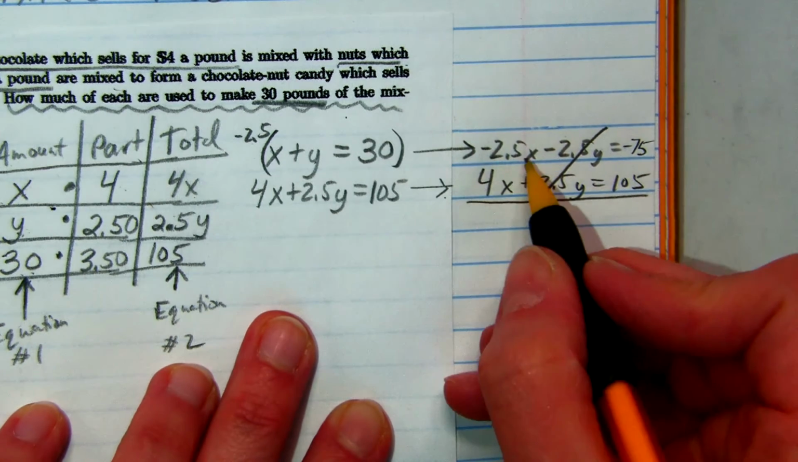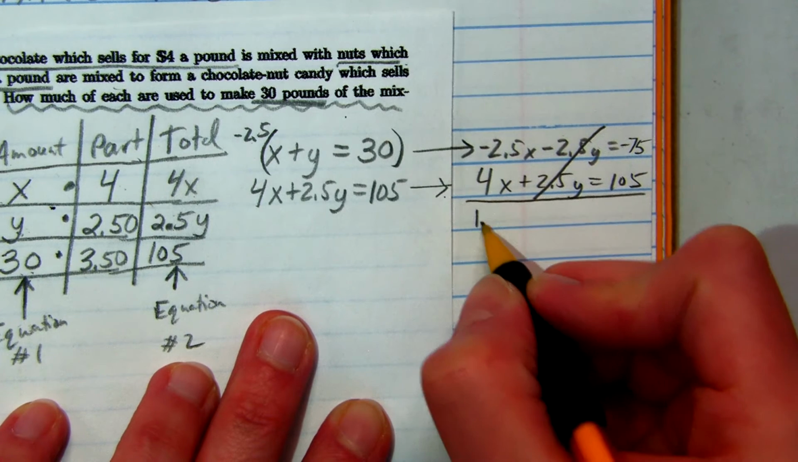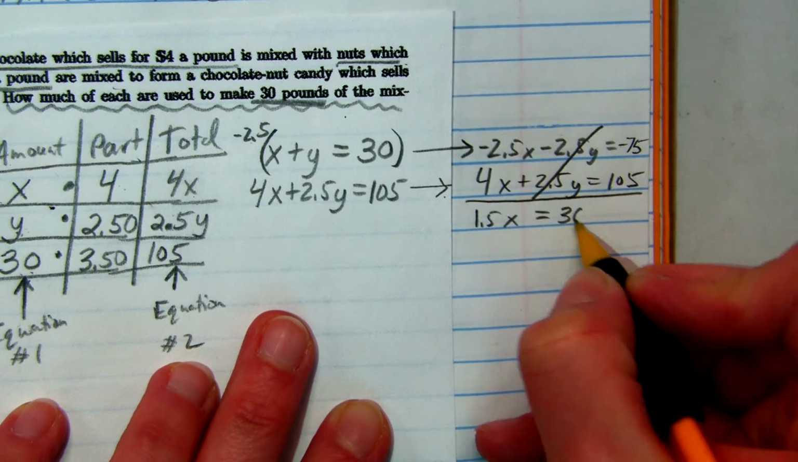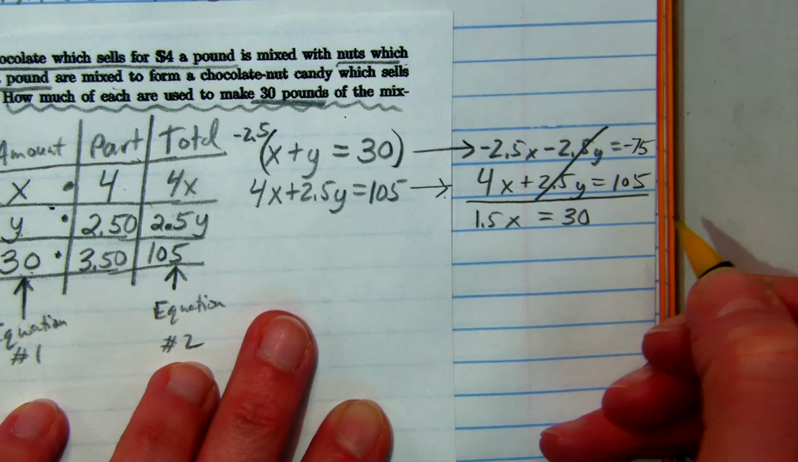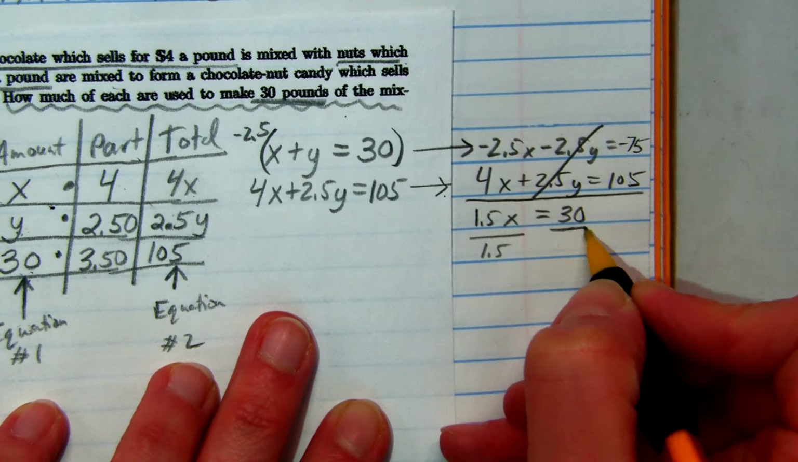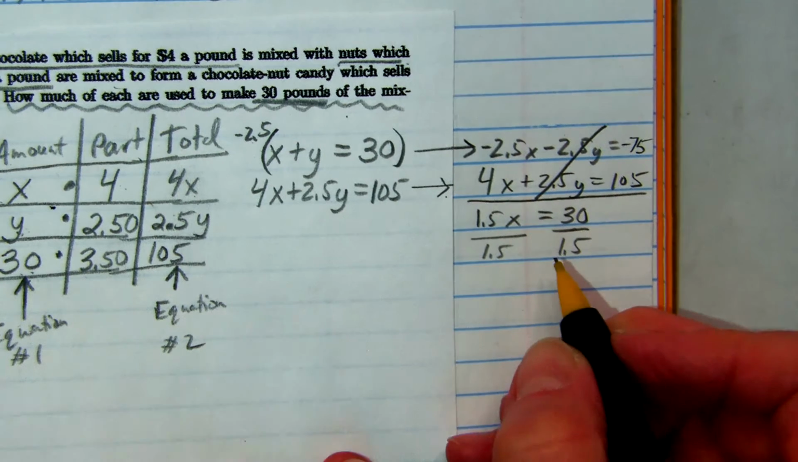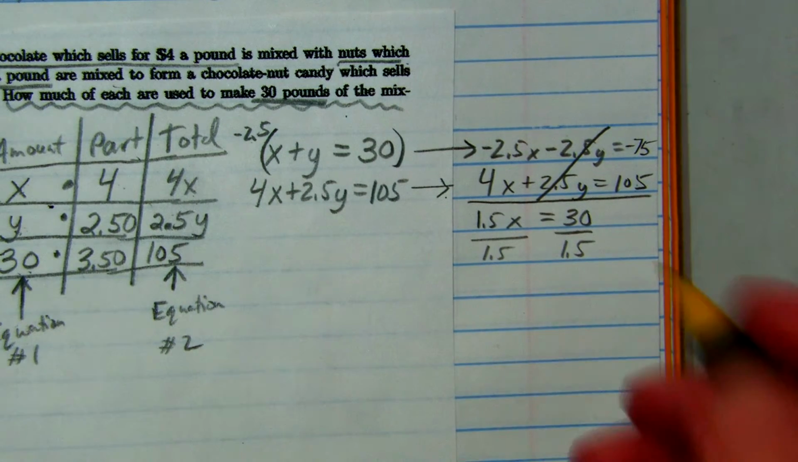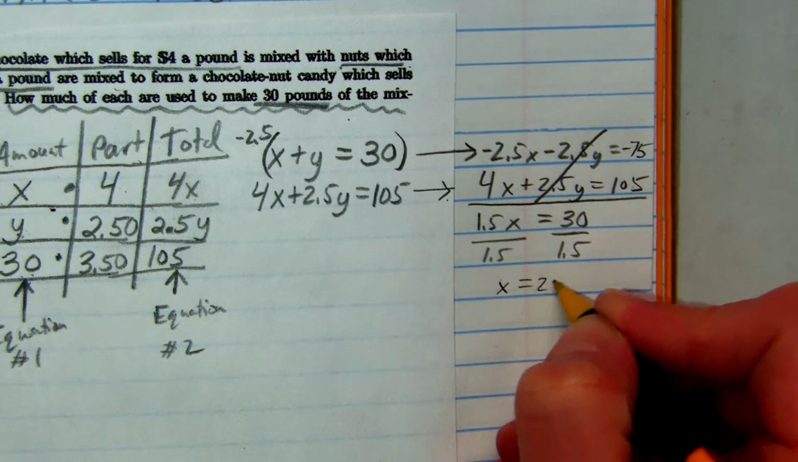Then we add negative 2.5 and 4, which would be 1.5x, and negative 75 plus 105 equals 30 over here when I add those together. And so if we divide by 1.5, we get 20, right? I don't know. I didn't do it. I thought you guys were working ahead. Okay, so we get x equals 20.